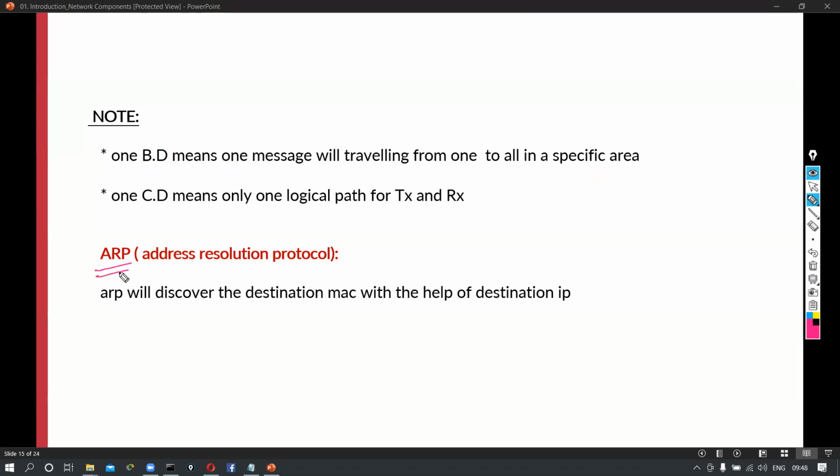Now, what do you mean by ARP protocol? What will ARP protocol do? ARP means Address Resolution Protocol. ARP will discover the destination MAC address. I know the destination IP 1.2, but I don't know the MAC address. At that time, who will figure out the destination MAC address with the help of ARP protocol?